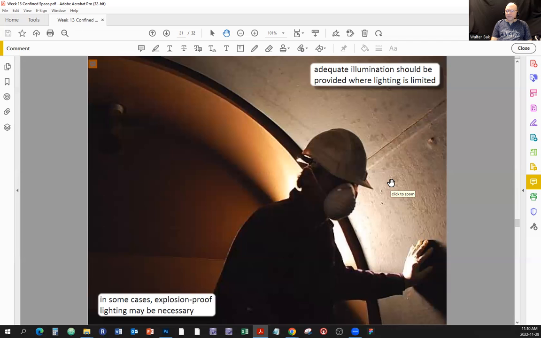So explosion-proof lighting is a lighting or any electrical system or any system that is installed in a way that any kind of sparking that could cause ignition is eliminated.